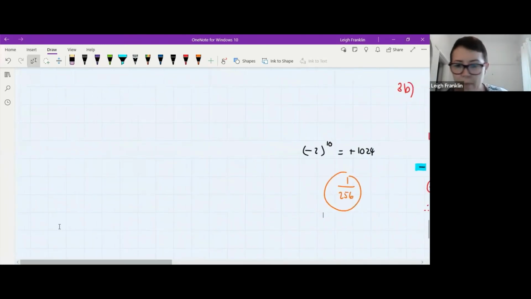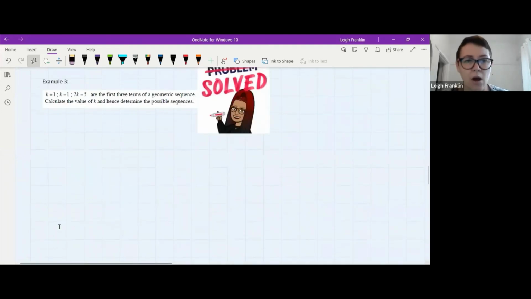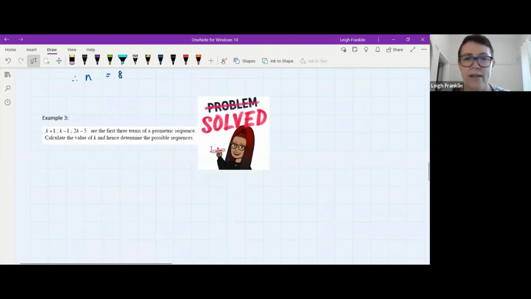All right, so let's go back and have a look at our last example. This is the sort of thing that they can give us to do in matric. So in example 3, they've said to us that k plus 1, k minus 1, and 2k minus 5 are the first 3 terms of a geometric sequence. Calculate the value of k and hence determine the possible sequences.